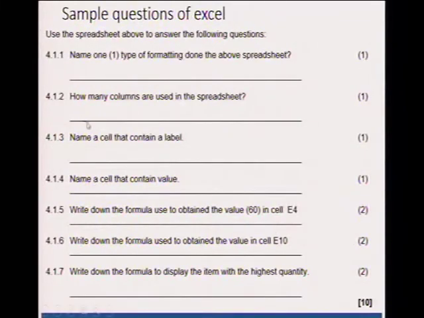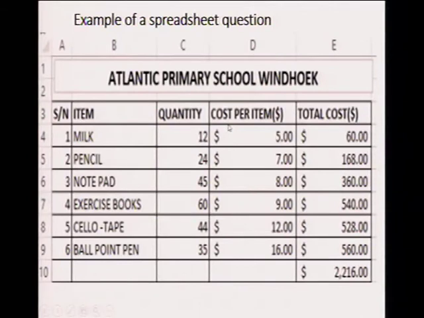Let's look at another question. How many columns are used in this spreadsheet? To count your columns is very easy. My columns here are column A, column B, column C, column D, column E. How many columns are they? They are 5 columns. Please, beloved students, some of you do count this place as a column. This one I'm pointing to is not a column.